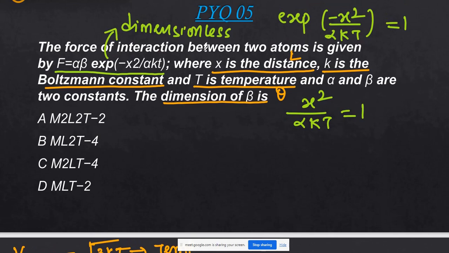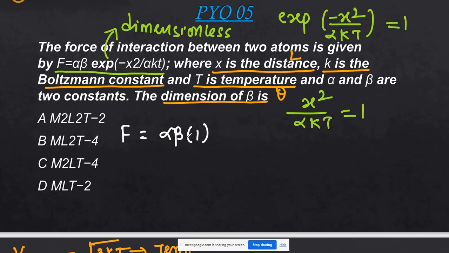Now, what shall we do? Take the given equation. F is equal to alpha beta exponential of minus x square by alpha kT, right? What will I do? I'll just take it as into 1 because it is dimensionless. Ma'am, can you repeat the question once again? The force of interaction between two atoms is given with this formula, right? I'm taking the same formula. F is equal to alpha into beta. In the place of the exponential function, what am I taking, Sahiti? I'm taking 1.